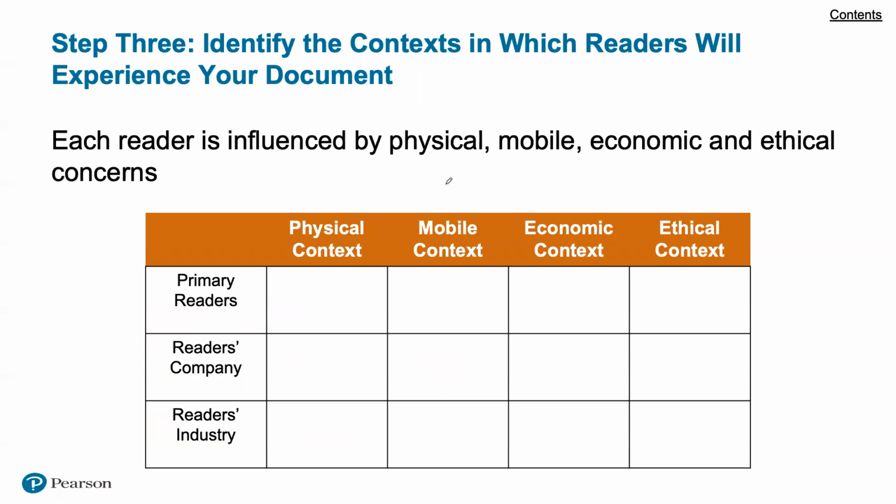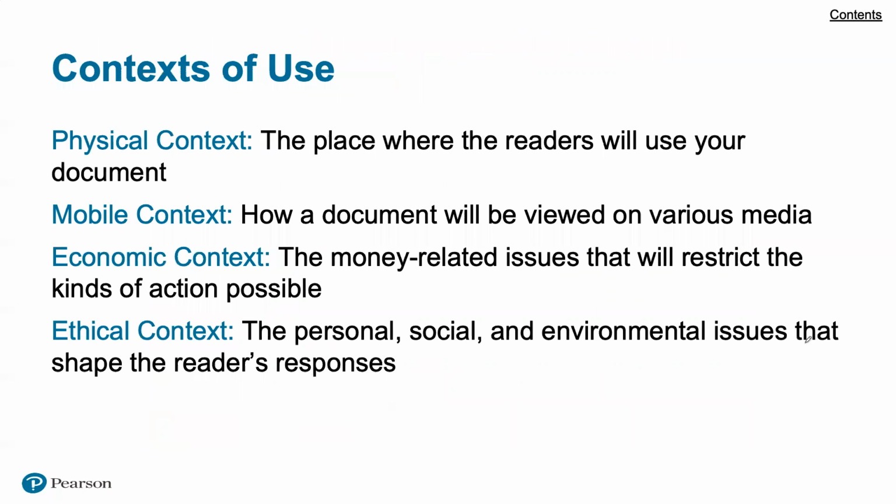So you also want to identify the context in which readers will experience your document. Each reader is influenced by physical, mobile, economic, and ethical considerations. Once again, we can be laying those all out as we're starting to come up with these profiles. Then for the context of use, you can be thinking of the physical context. This is the place where the reader will use your document. So this might be, are they going to use it on their phone or their computer? Do they want to rent a product? What is the way that it's going to come out? Mobile context: how will a document be viewed on various media?